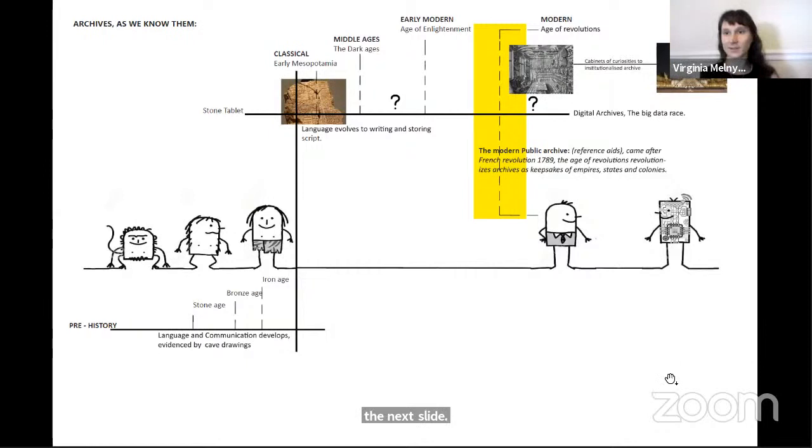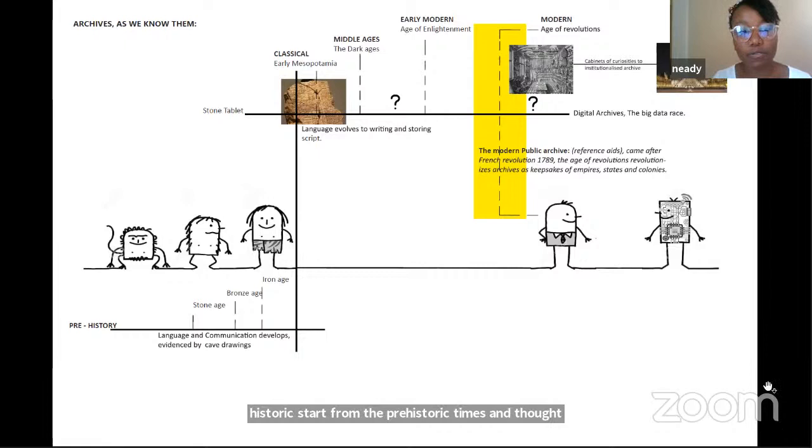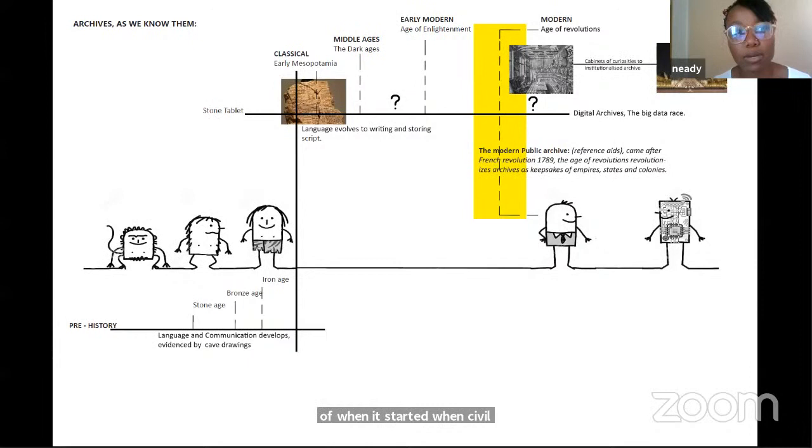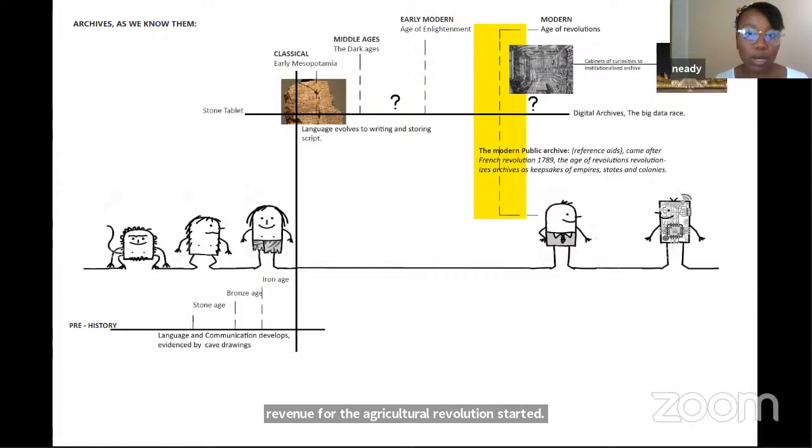Yes, that's it. So we started with archives as we know them. This is historic, starting from the prehistoric times, and we thought that as man evolved, archives have also evolved, because man has always needed to record what they did. When civilization started in early Mesopotamia, there was a need to record produce from the agricultural revolution, then moving on to the revolution of archives, which began during the age of revolutions, essentially after the French Revolution, where modern public archives were institutionalized.